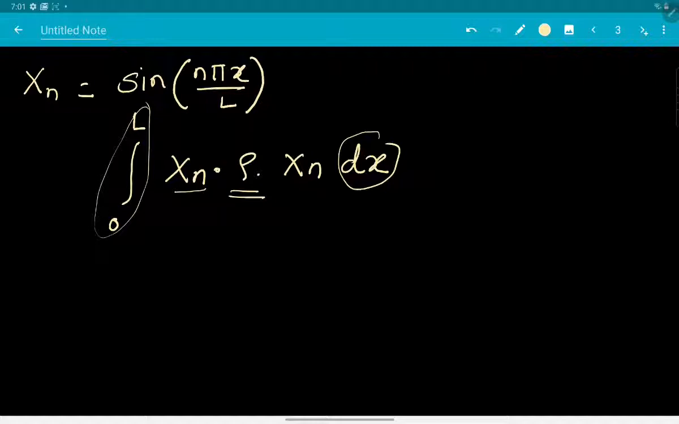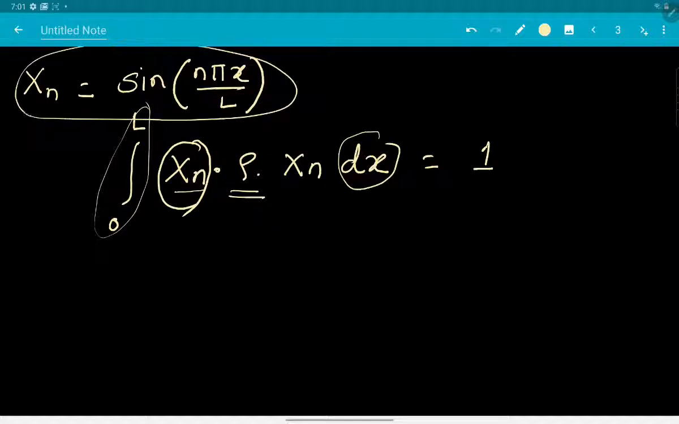Then only you will be able to obtain that mass normalized mode shape. So I want this thing to be equal to 1. Therefore, I'll be scaling xn in such a way that this thing comes out to be equal to 1. So let me say that I am scaling it by multiplying by an.